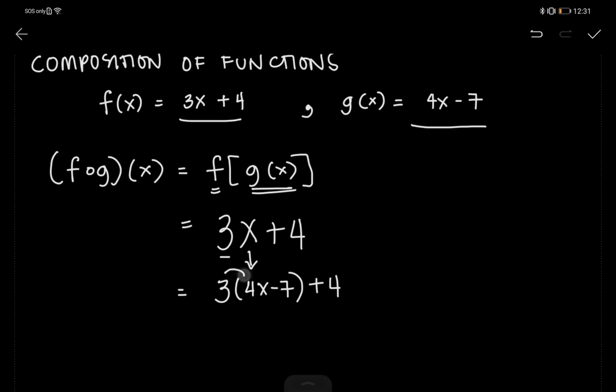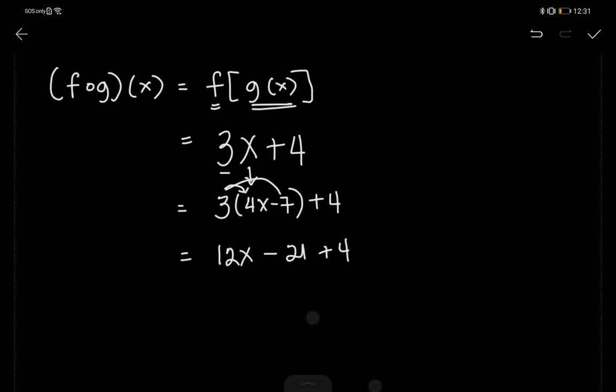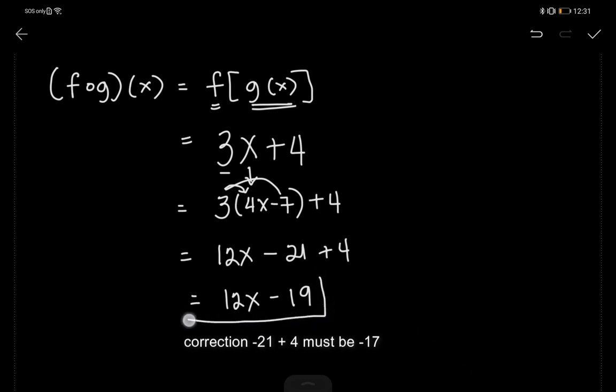So we have here 3 times 4x, so we know this is equal to 12x. And 3 times negative 7, so this is negative 21. And of course, we have here plus 4. Then simplify, so this is equal to 12x, negative 21 plus 4 is negative 19. So this is in simplest form. Therefore, we can say the answer for the f composite of g of x is equal to 12x minus 19.